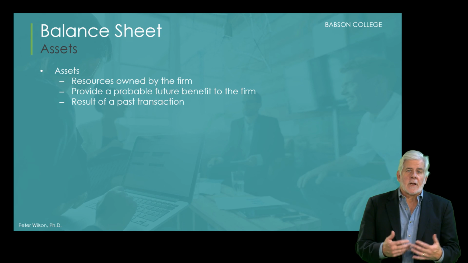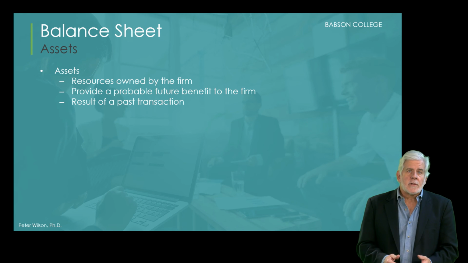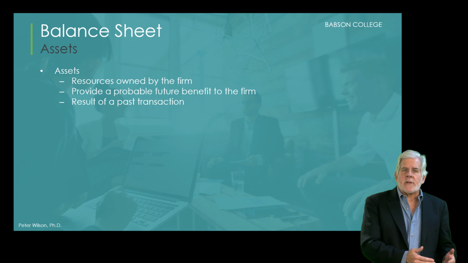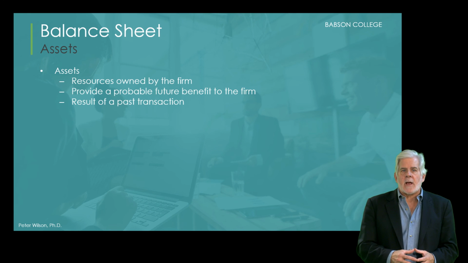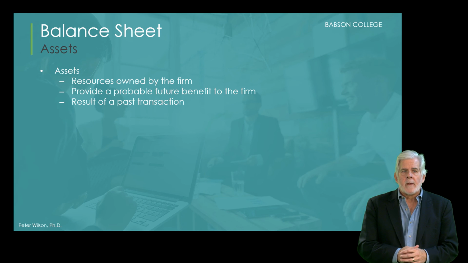For example, accounts receivable are expected to be collected in the future. Inventories will be sold for cash. And machinery and buildings will be used to house the business and manufacture the products that will be sold. They all have in common this idea of a future benefit to be received by the firm. A couple of other things to note about assets.